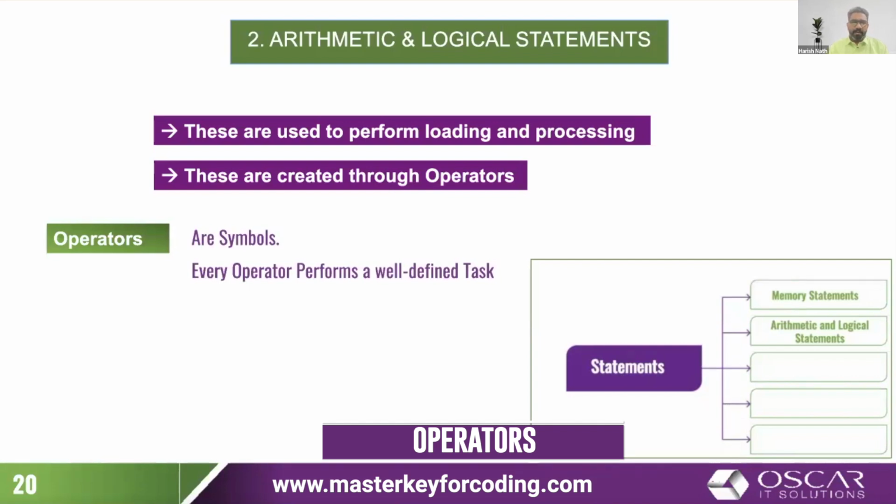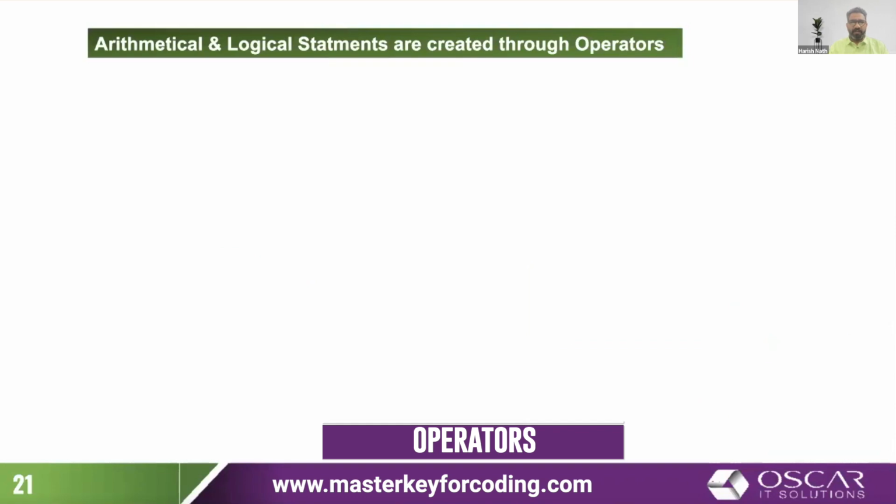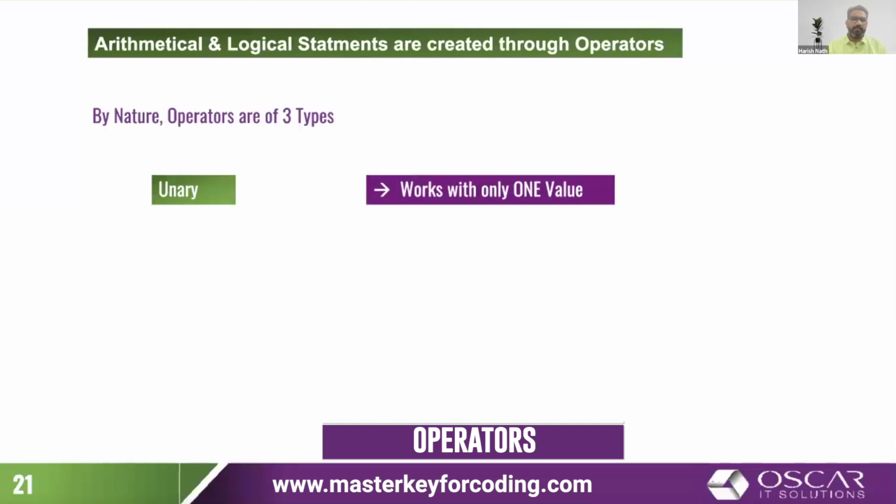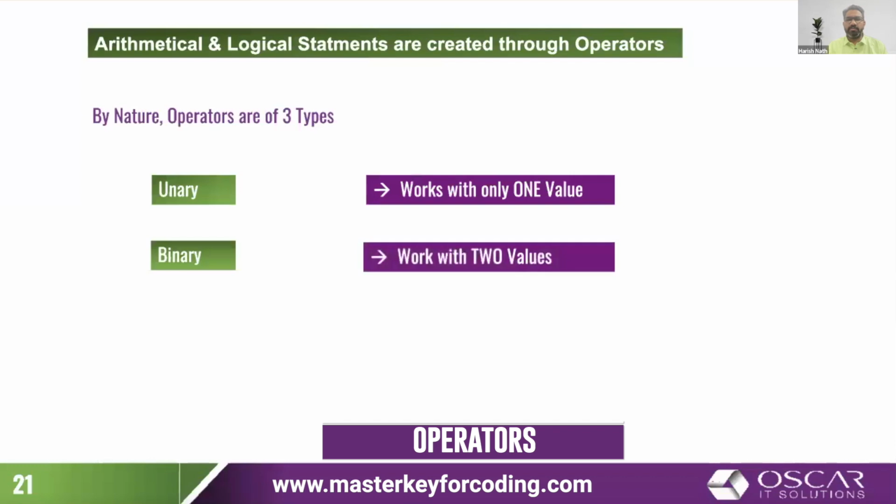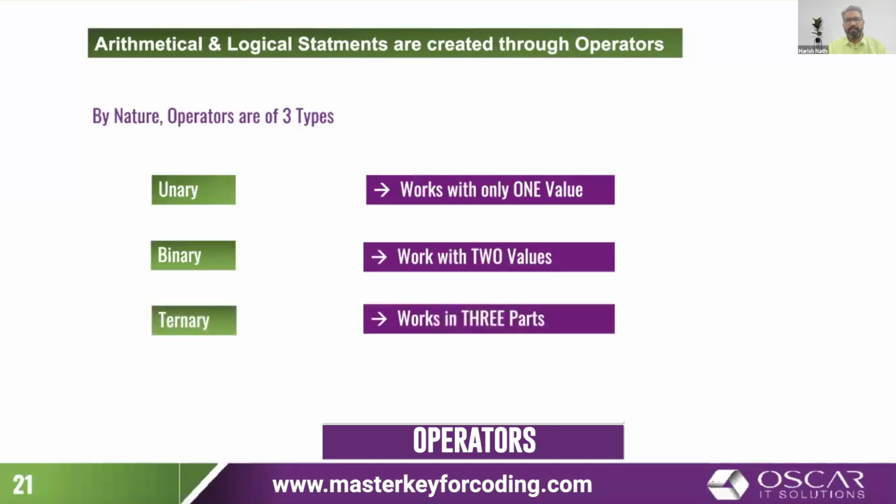For these operators to work, they are classified into three types. This is their nature: they keep performing different tasks, but the values with which they deal are only of three types. Unary operators work with only one value. Binary operators work with two values. And ternary operators have three parts. Irrespective of which language we are working with, by the nature of values they work with, we classify operators into three types: unary, binary, ternary.